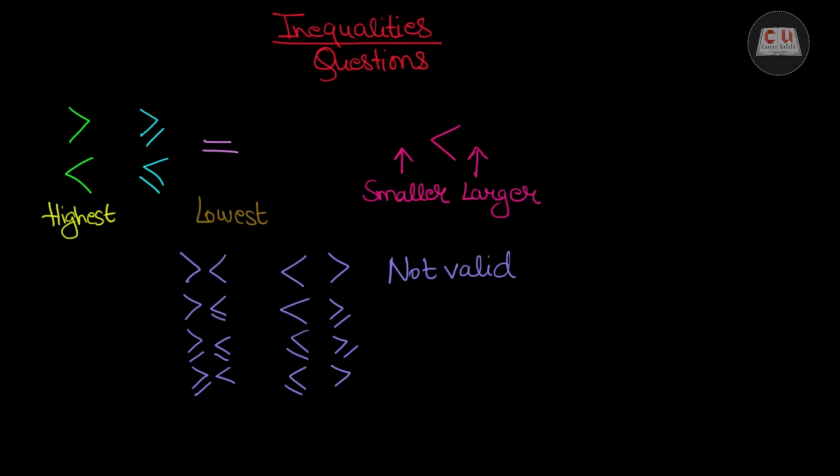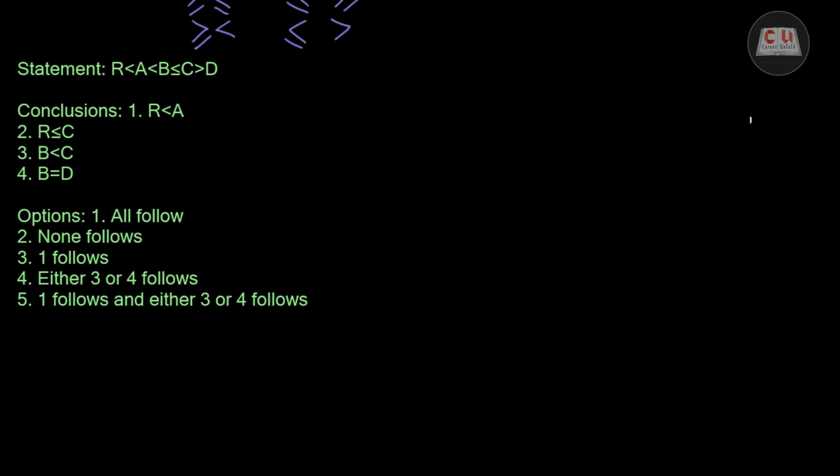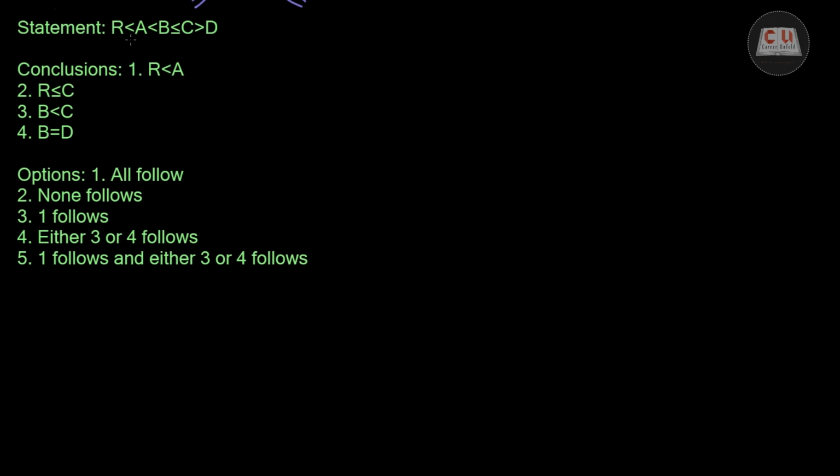Okay, without delaying further, let's do some questions, starting off with a very basic one. This is a question having just one statement, which is R is less than A, less than B, less than equal to C, more than D. The first conclusion is between R and A, pretty straightforward. R is less than A. So this one is correct.